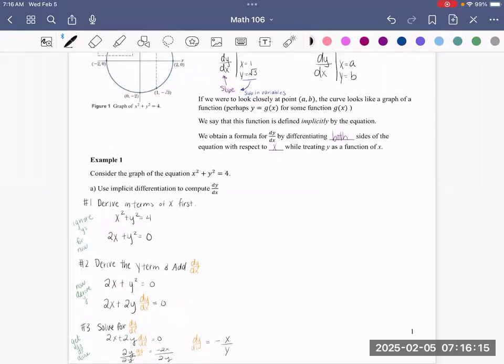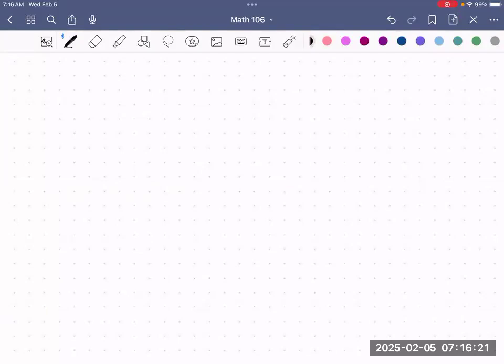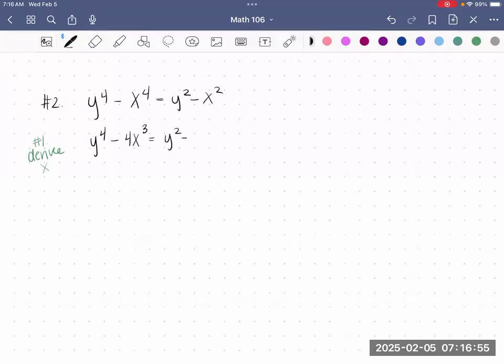Now let's have you try another one. Number 2, how about that? Y to the 4th minus x to the 4th is equal to y squared minus x squared. So step 1, derive x. Y to the 4th minus 4x to the 3rd is equal to y squared minus 2x.